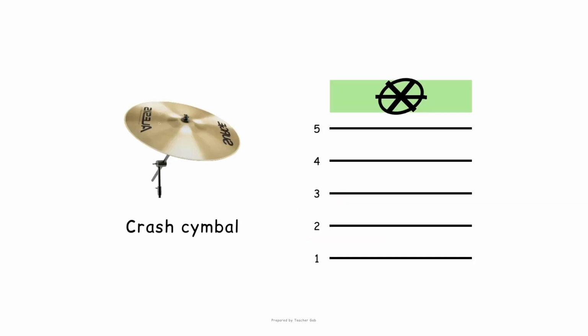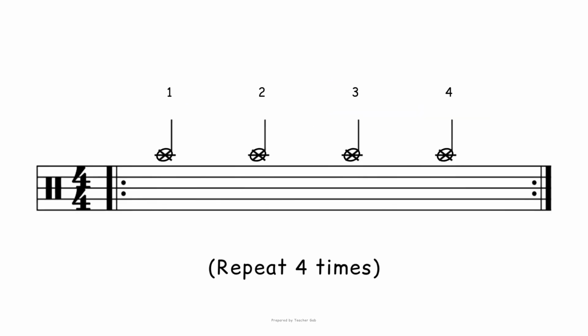First, the crash cymbal. The crash cymbal is notated floating above the fifth line of the staff. It has a short horizontal line called the ledger line. Now, let's try the crash cymbal notation. We are going to repeat this exercise for 4 times. Ready? 1, 2, 1, 2, 3, go.